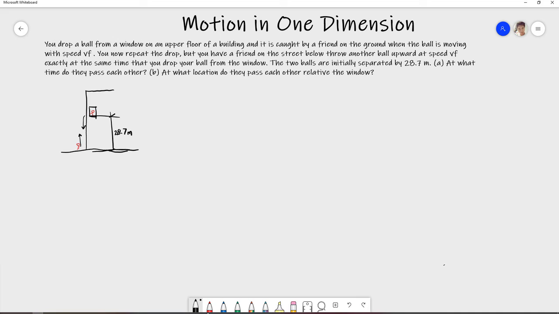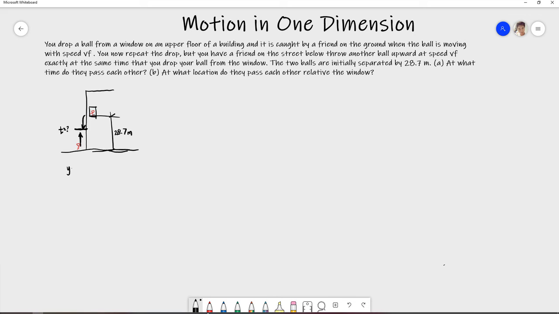Now here, to solve for letter A, which is at what time do they pass each other, meaning at a certain point where this man throws the stone downward, and this second person throws the stone upward. At a certain point the two stones meet each other, but we do not know the time where they meet. Now let's evaluate our givens.